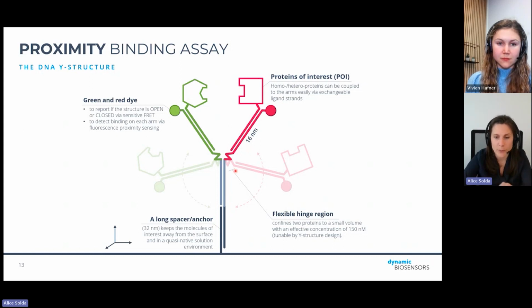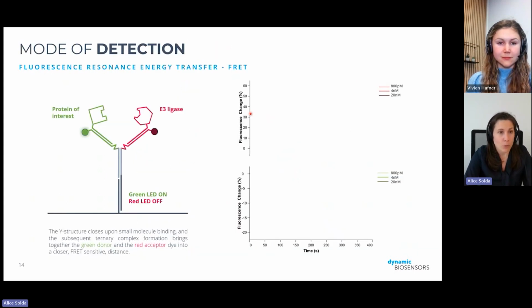An important parameter is that we have a flexible region. So even though you see the structure as very static and rigid, it's not really rigid. You need to think that these two arms can move in a 3D sphere. So the arms can come close on the bottom and so on, and they can also collide. So as I said before, it's kind of a magic box or a magic sphere. And the mode of detection is the FRET.